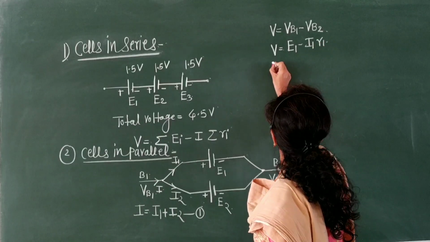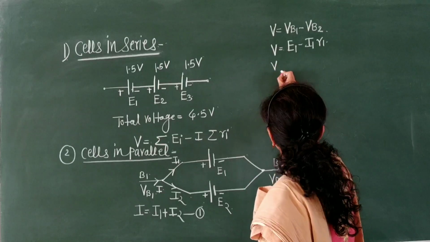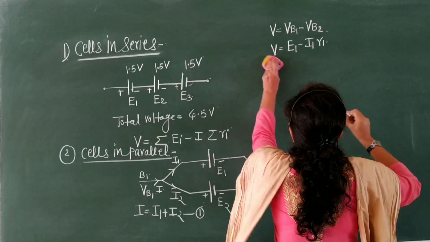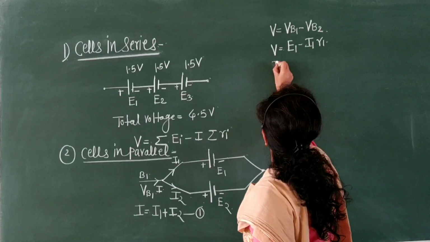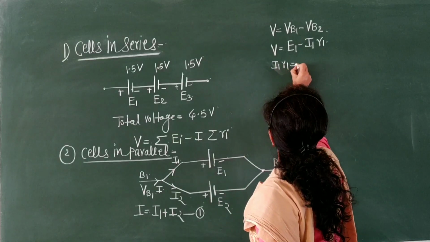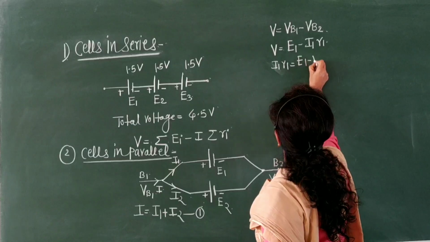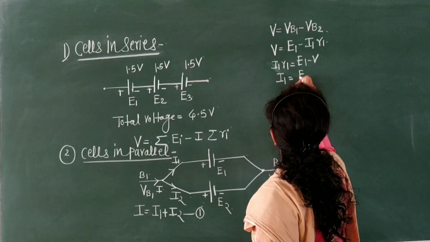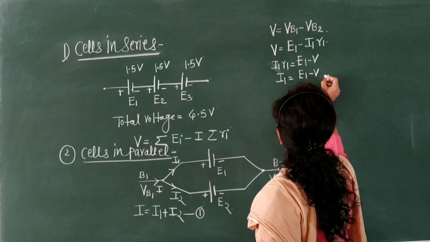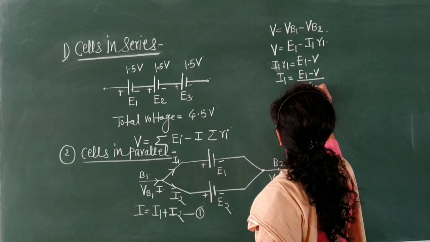Therefore, let us find out the value of I1. Therefore, I1 R1 is equal to E1 minus V. Therefore, I1 is equal to (E1 minus V) upon R1.